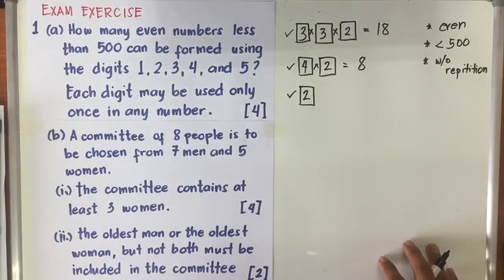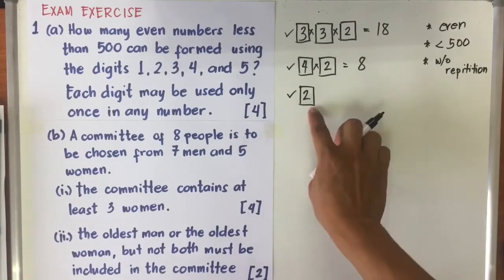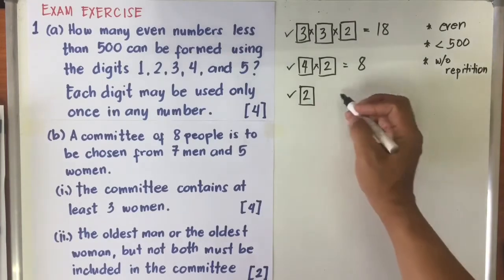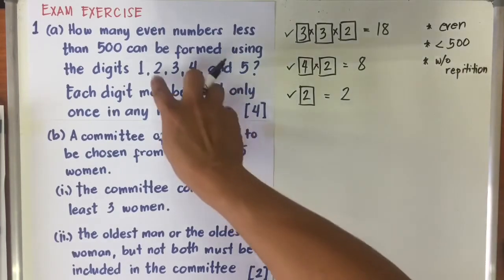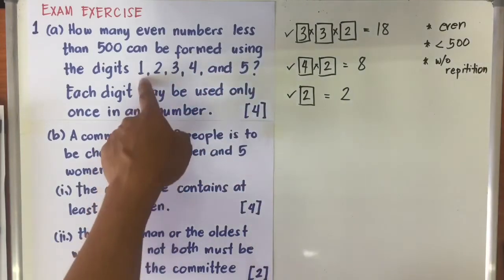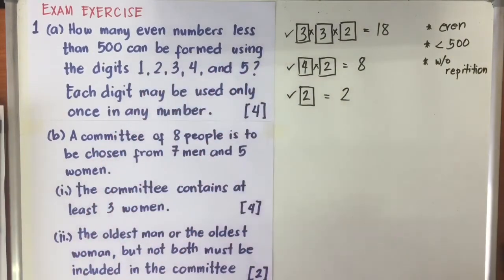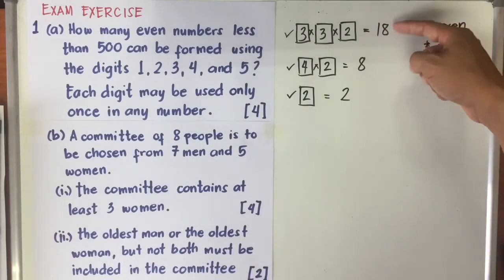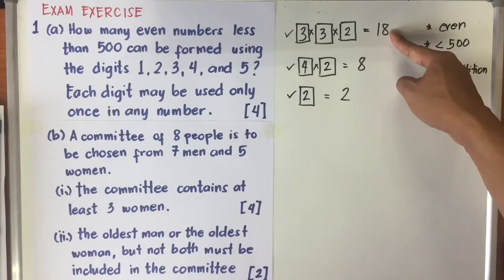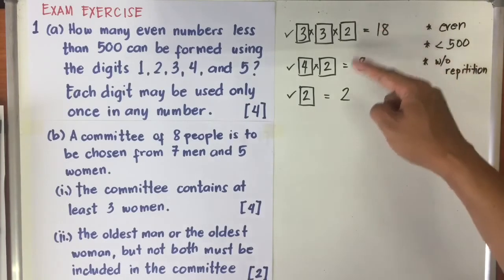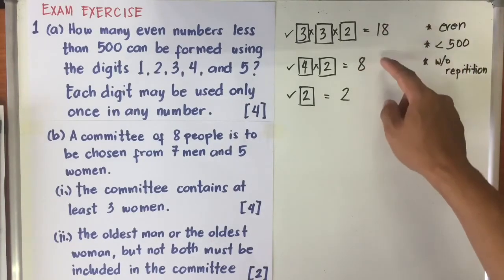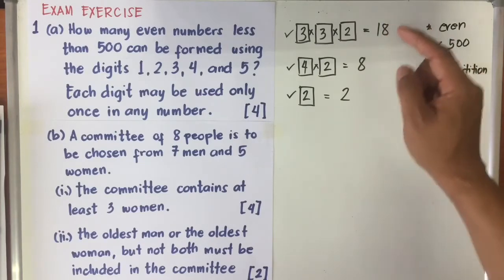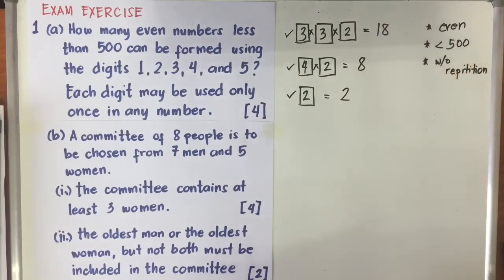Of course, for the one-digit number, I can only create either 2 or 4. It cannot be 1, it cannot be 3, it cannot be 5, because 1, 3, and 5 are basically odd numbers. They are not even numbers. Okay? So I can create 18 3-digit numbers, I can create 8 2-digit numbers, and I can create 2 1-digit numbers.